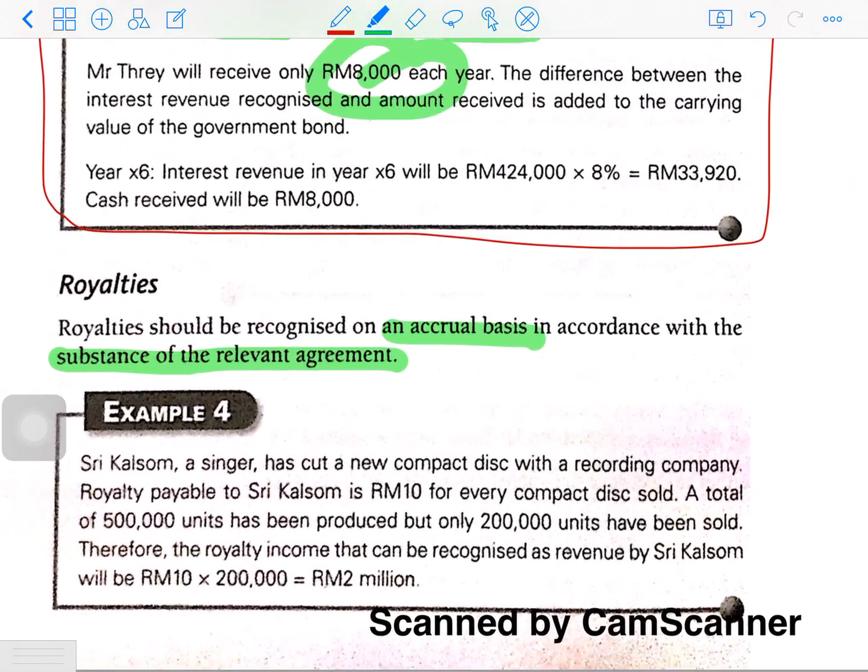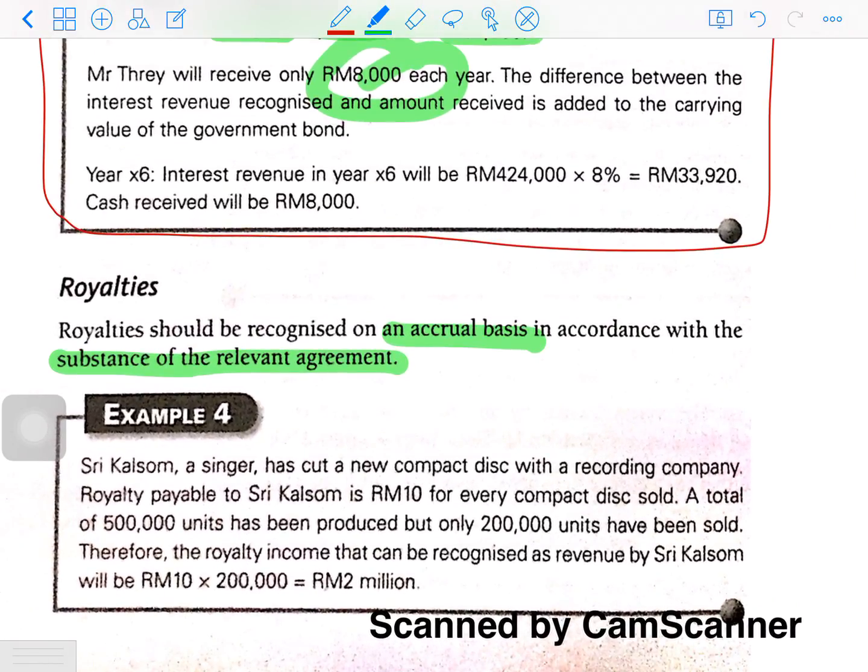So for an example on royalties, Sri Kalsom, a singer, has cut a new compact disc with a recording company. Royalty payable to Sri Kalsom is $10 for every compact disc sold. A total of 500,000 units has been produced, but only 200,000 units have been sold. Therefore, the royalty income that can be recognized as revenue by Sri Kalsom is based on accrual basis.